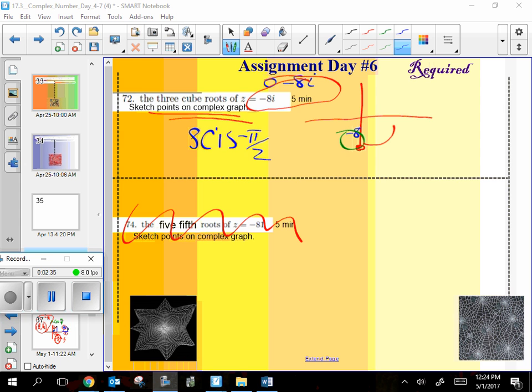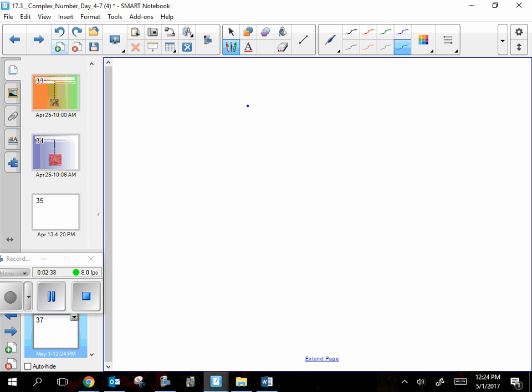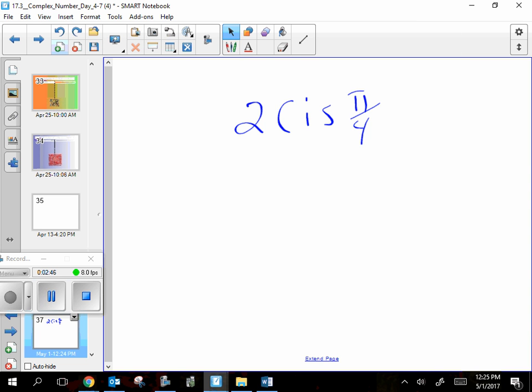So let's make sure you get the difference. Let's say I had something that said 2 cis pi over 4, but they want it in rectangular. Would you please take this and turn it into rectangular? That's the type of process you'll use at the end to take your 3 answers and change them over into rectangular.